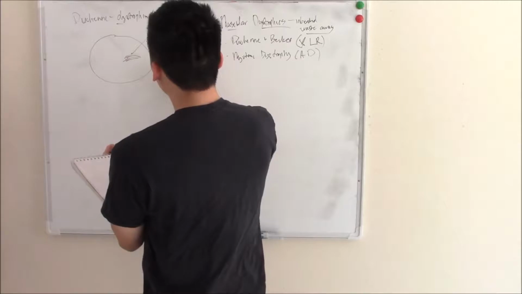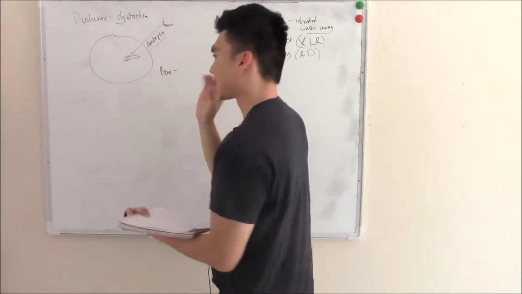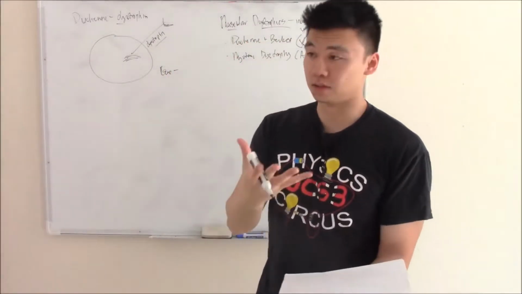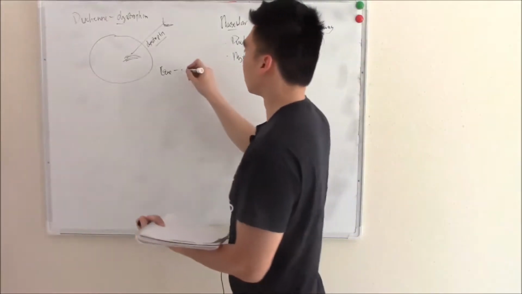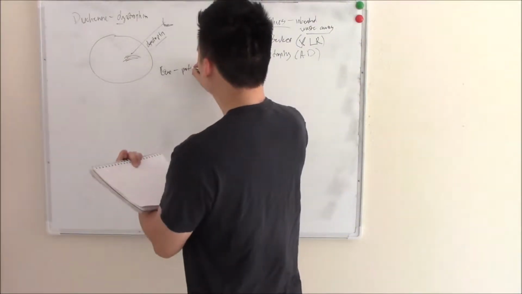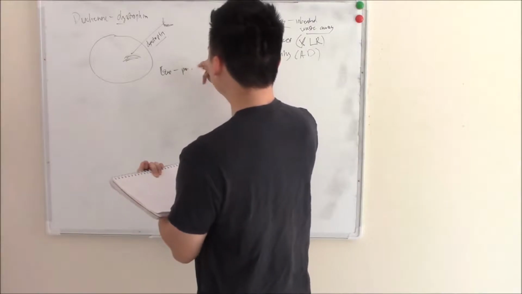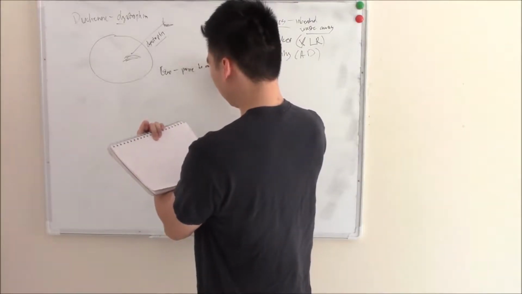The gene that codes for it is actually the longest gene that we have. So you can imagine it's prone to mutations. Prone to mutations.